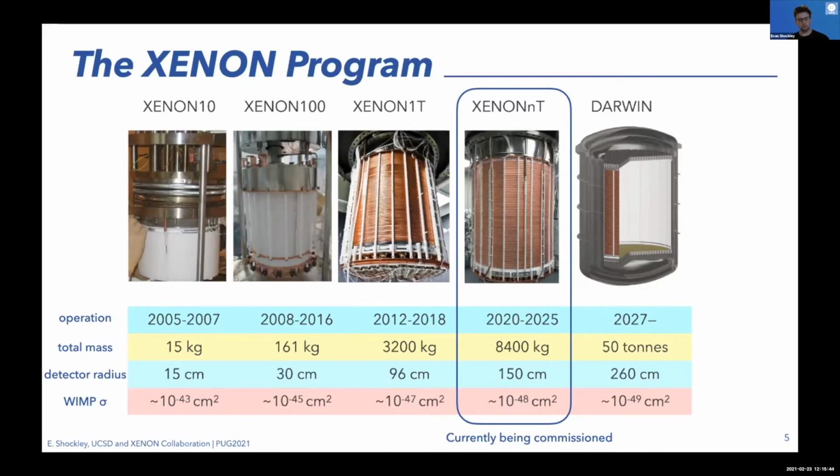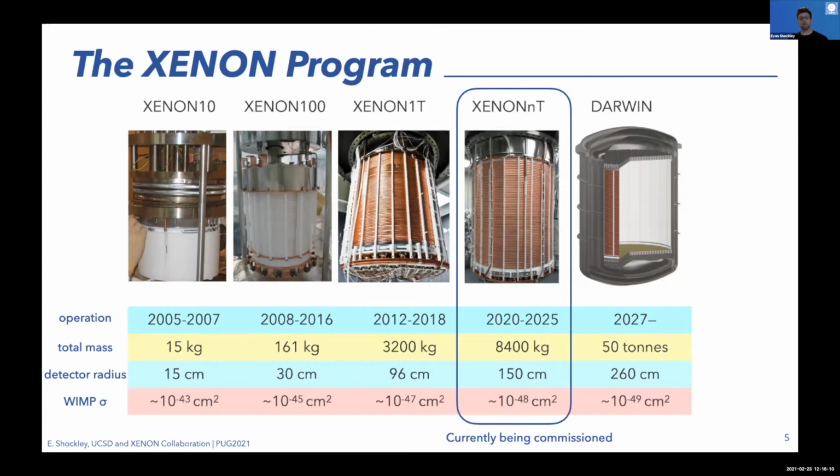Then in the mid 2010s, XENON1T came along, which was the first ton-scale xenon experiment of this type, which just finished taking data about 2 years ago. It has a total mass of 3 tons and is the most sensitive dark matter experiment to date for most of the dark matter candidates that exist. And currently it still has the most stringent results.